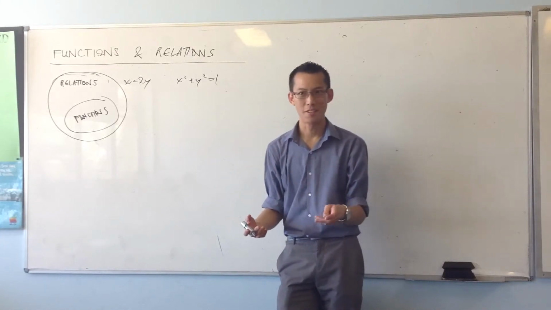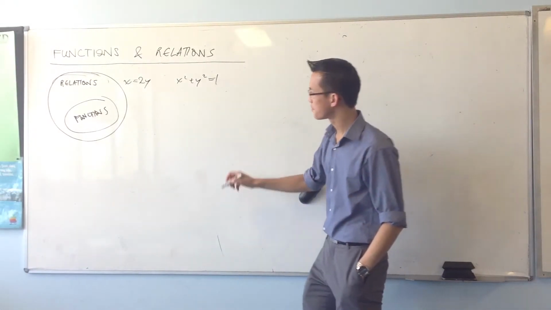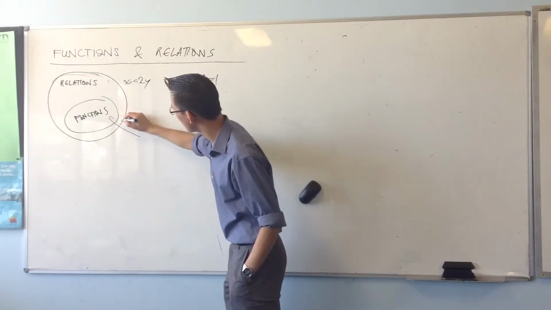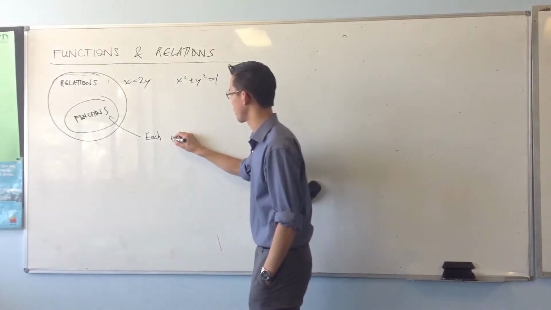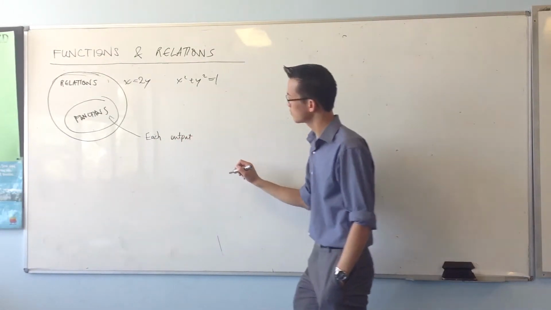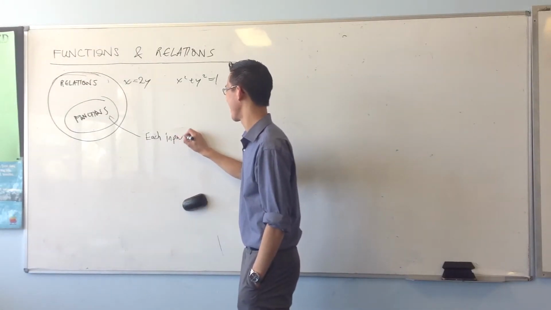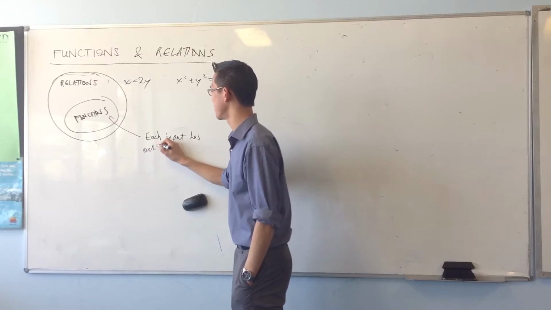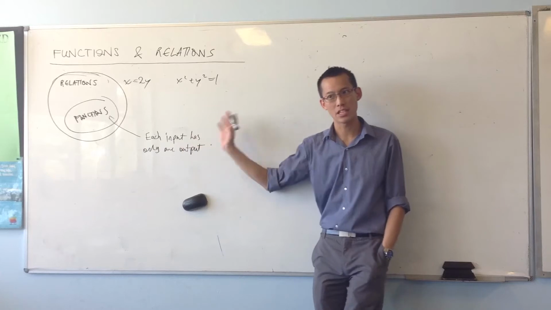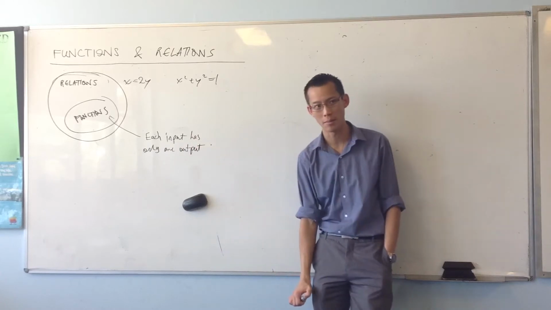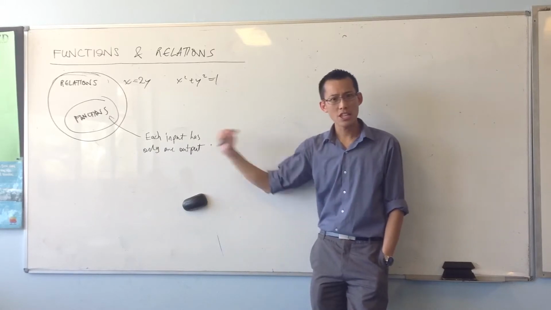Now, the answer is right. For a function, let me make sure I get the order right. Each output, no, wrong way around. Each input has only one output. So you should get that down. That's a really important idea, because it's going to come back and bite us when we start thinking about trig tomorrow, Monday. Each input has only one output.